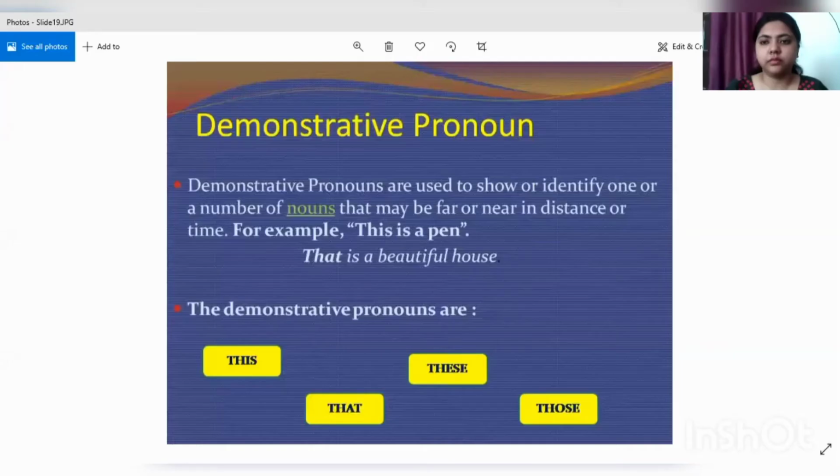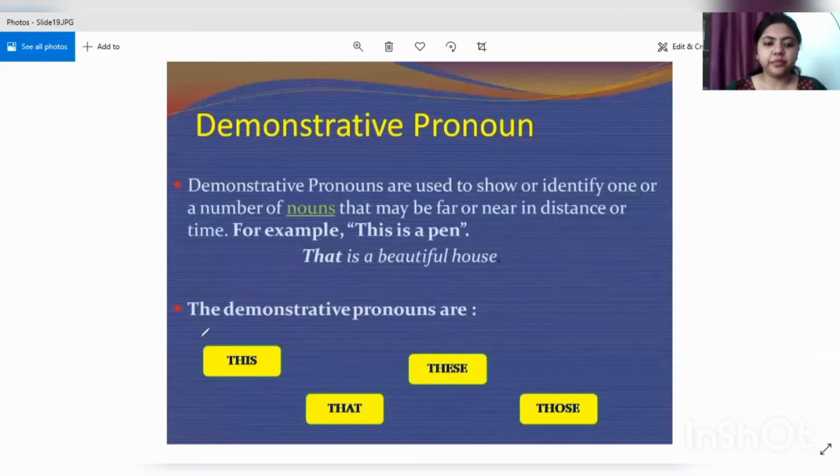Yes. So this is the difference between who and whom. Now moving on to the demonstrative pronoun. Okay, so now we'll do demonstrative pronoun. See, demonstrative pronoun is very easy to identify because only 4 words are used for demonstrative pronouns.